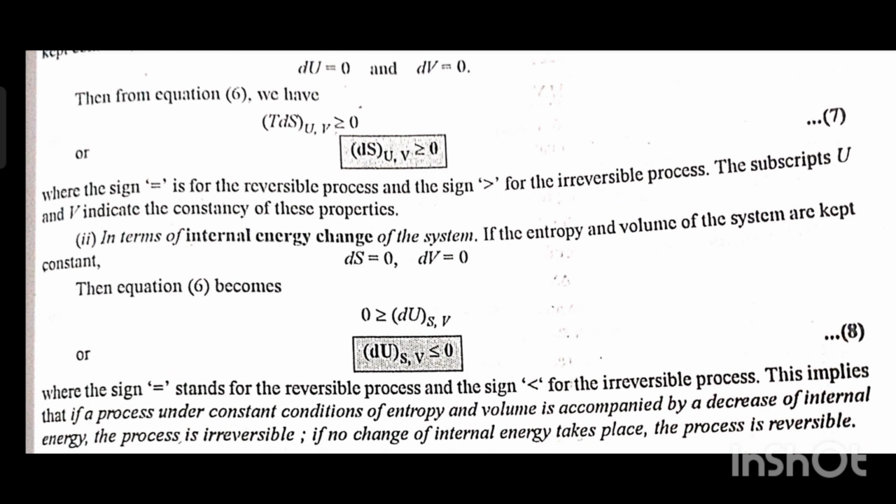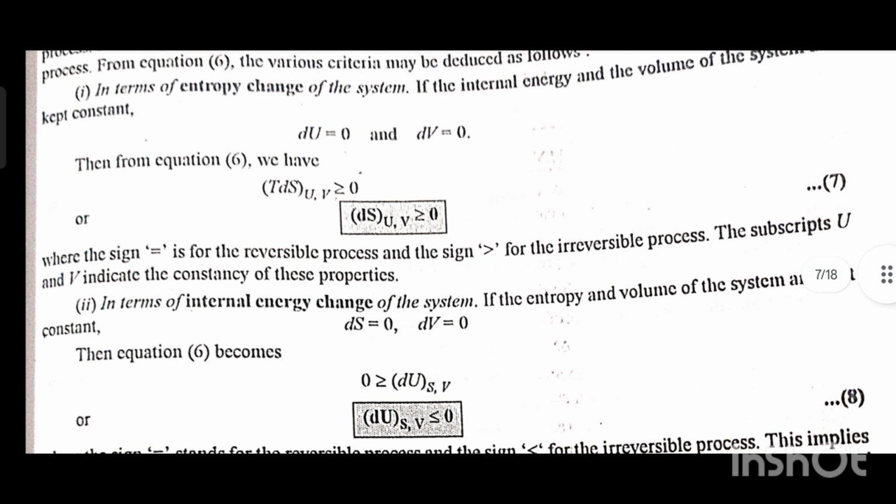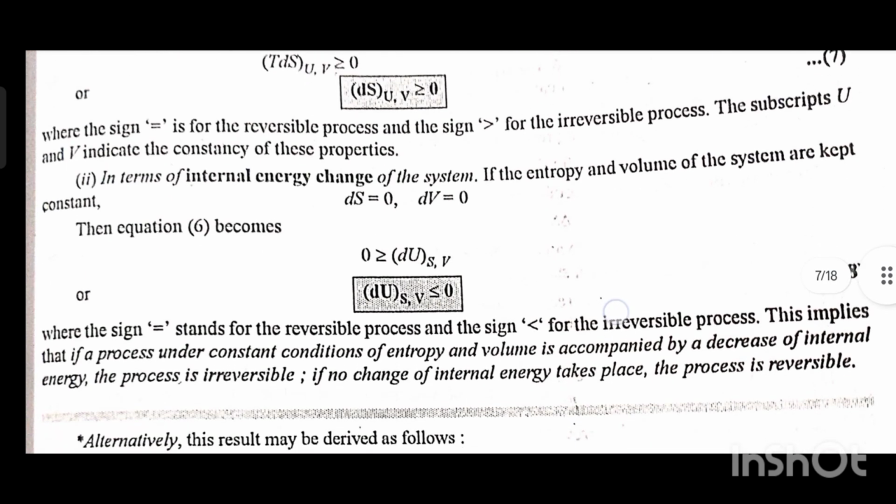Then from equation 6 we have TdS_UV ≥ 0, then dS_UV ≥ 0, that is equation 7, where the sign equal is for the reversible process and the sign greater is for the irreversible process. The subscripts U and V indicate the constancy of these properties.